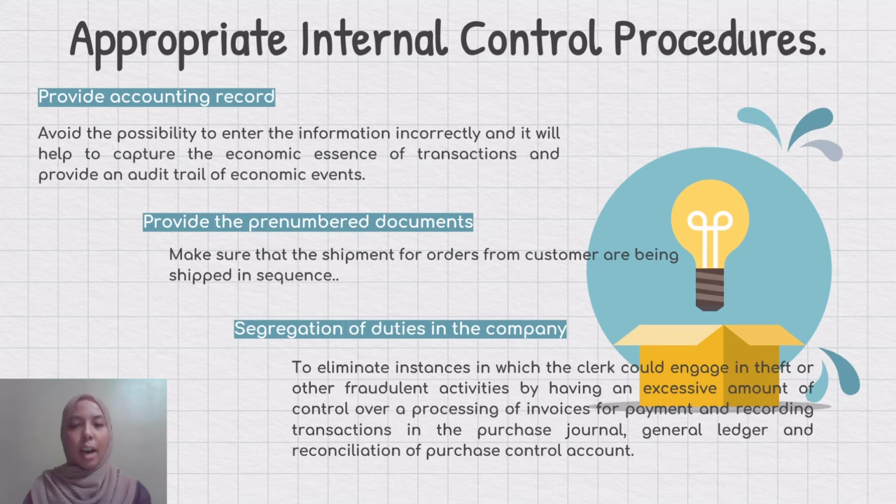So SSU Berhad has to provide enough source documents which can help them to identify errors in the financial statements and at the same time avoid poor decision making and also tax complications. The second one is SSU Berhad has to provide pre-numbered documents to ensure that shipments for orders from customers are being shipped in sequence. So what are pre-numbered documents? Pre-numbered documents are documents that are sequentially numbered by the system, which allows every transaction to be identified uniquely.